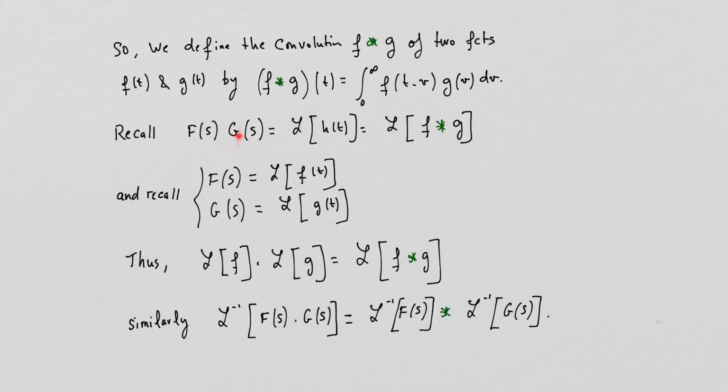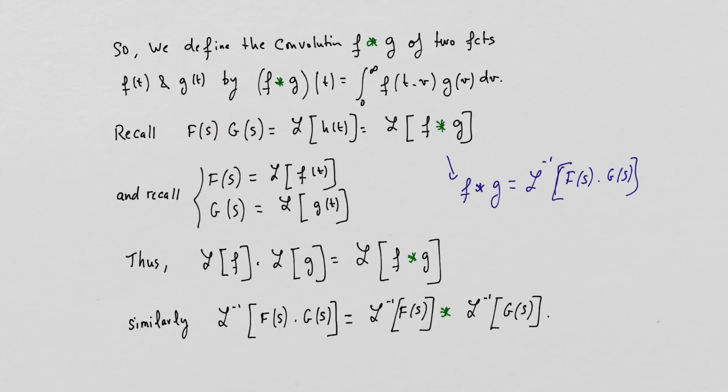Capital F times capital G is Laplace of little f, little g. Therefore, little f star little g is inverse Laplace of F of s, G of s. Isn't that true? According to this, little f star little g is inverse Laplace of F, G, capitals, right?